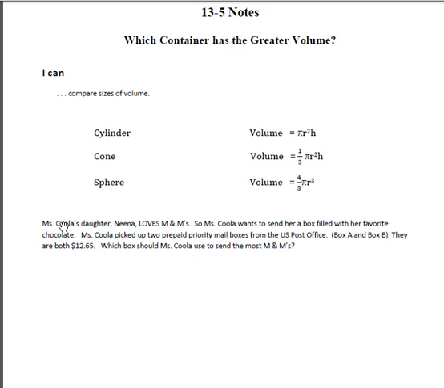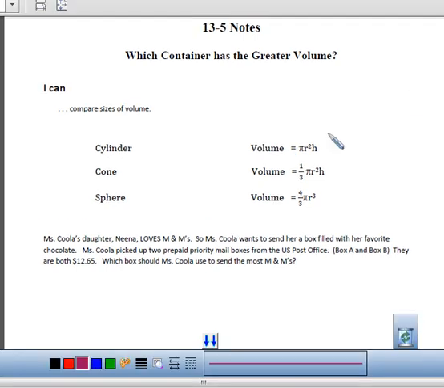Our first example here, just like on a lot of the other things we've done, you have the formulas for cylinder, cone, and sphere. We will not actually need them for this problem, but we will need them again later. So the first problem: Miss Kula's daughter, Nina, loves M&Ms. So Miss Kula wants to send her a box filled with her favorite chocolate.